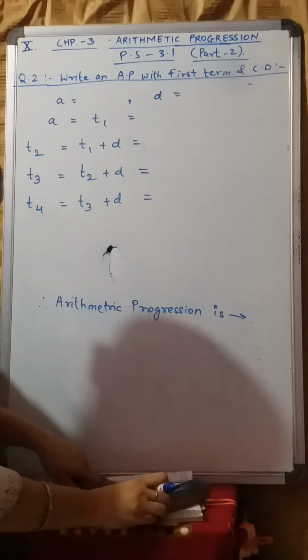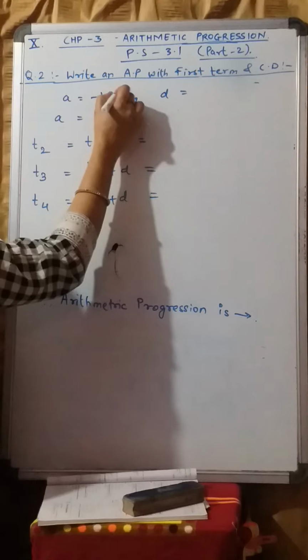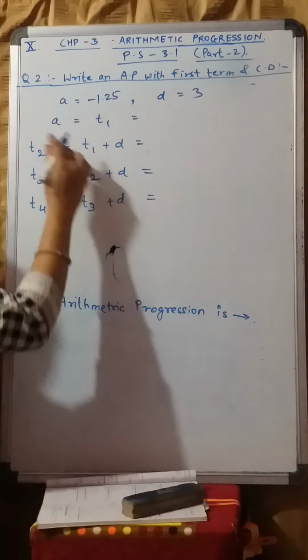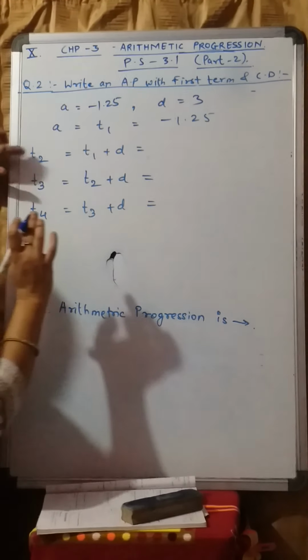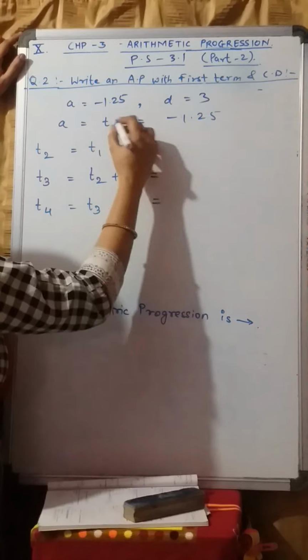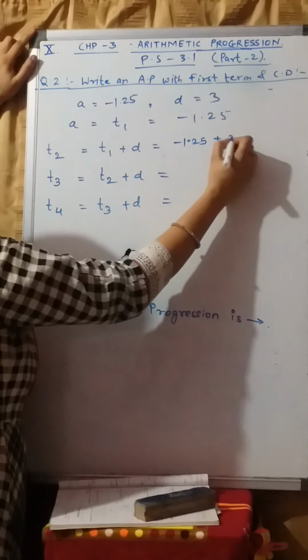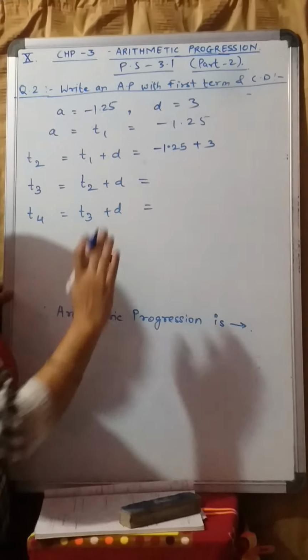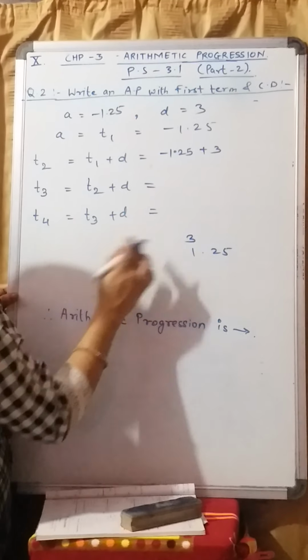For the fourth question, A is -1.25 and D is 3. Very simple. Now, what is T2? T2 is T1 plus 3. T1 is -1.25 plus 3. How are you going to do this? See, plus minus is minus, so we are going to subtract 1.25 from 3.